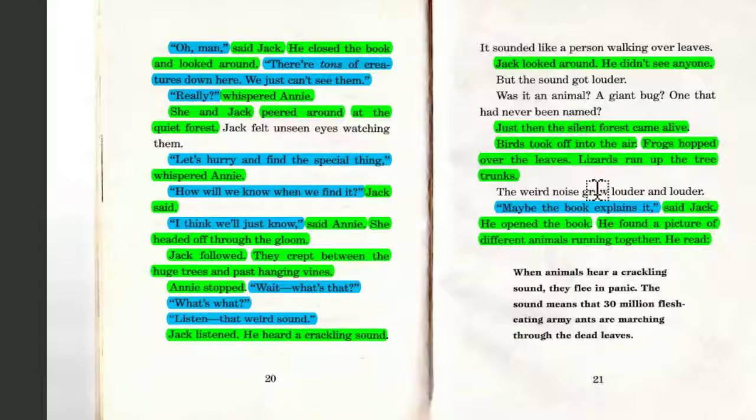The weird noise grew louder and louder. That's describing the noise, so that's an imagery thing. These are some thoughts up here. Was it an animal? Sound got louder is an imagery thing. Sounded like a person walking over leaves is an imagery thing. And he has a feeling up here.